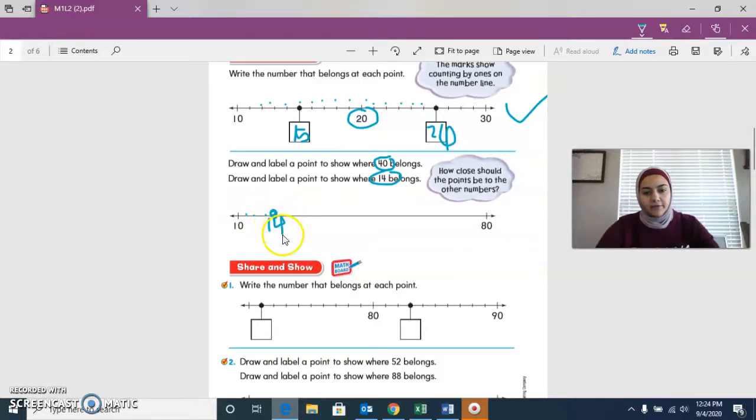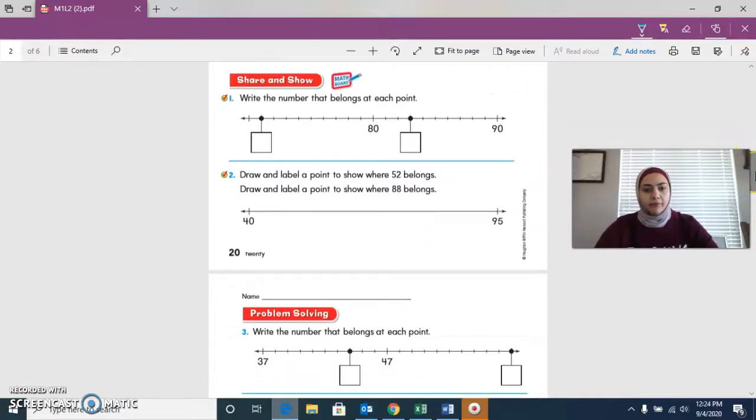And then where is 40? Well, 40 is closer to 80, right? So if this is 10, we can say maybe this is 20, this is 30, this is 40, 50, 60, 70, 80. So we could put 40 right there. All they really want you to do is show that you know that 40 is closer to 80 than it is to 14.